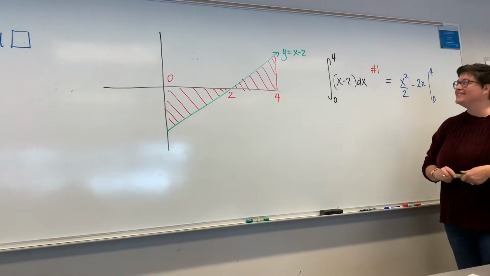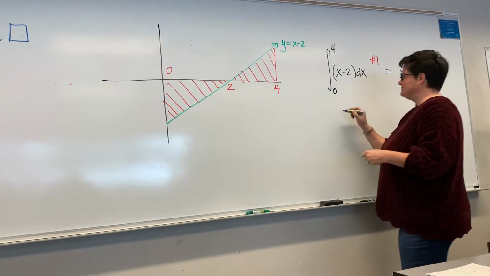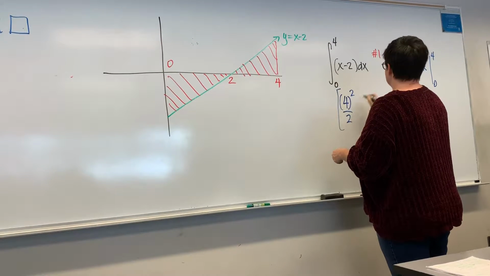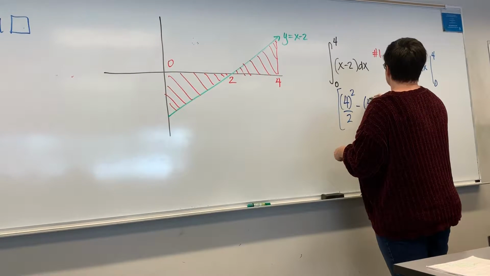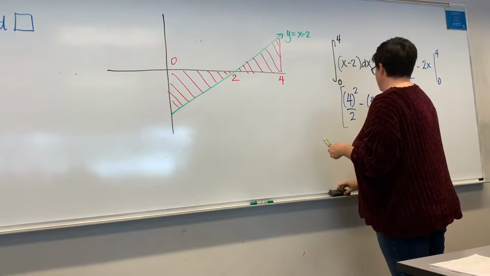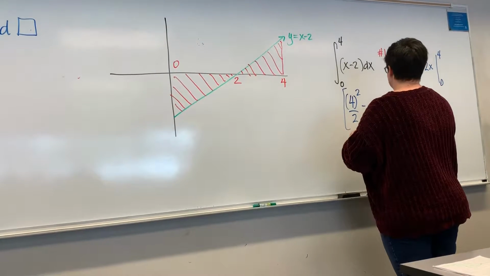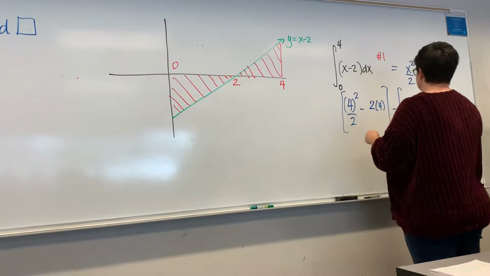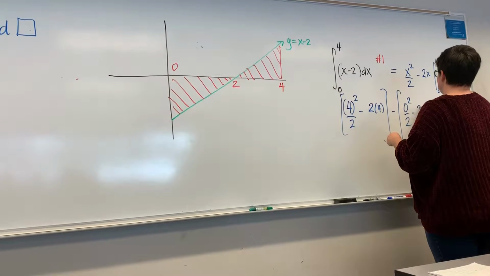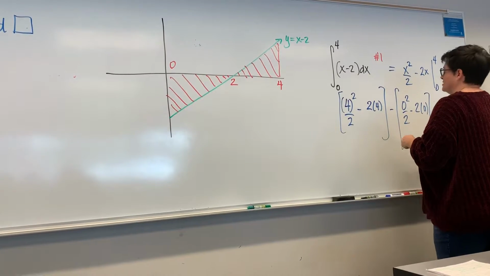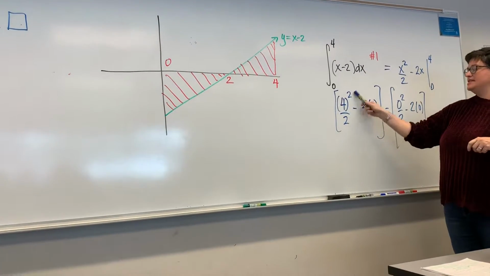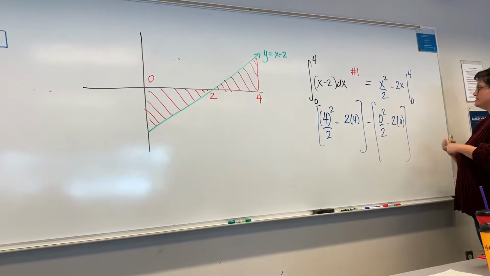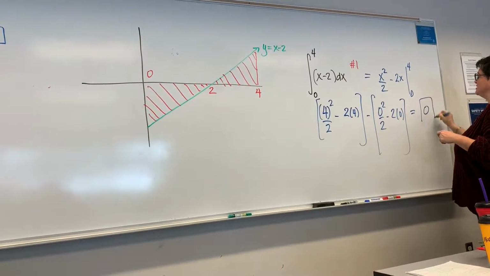I know. Plug and chug, guys. So we have 4 squared over 2 minus 2 times 4, minus 0 squared over 2 minus 2 times 0. It's going to be 0, but I want to see it. Let's see, 16 over 2 is 8. 8 minus 8, minus 0, is 0. That's your answer.